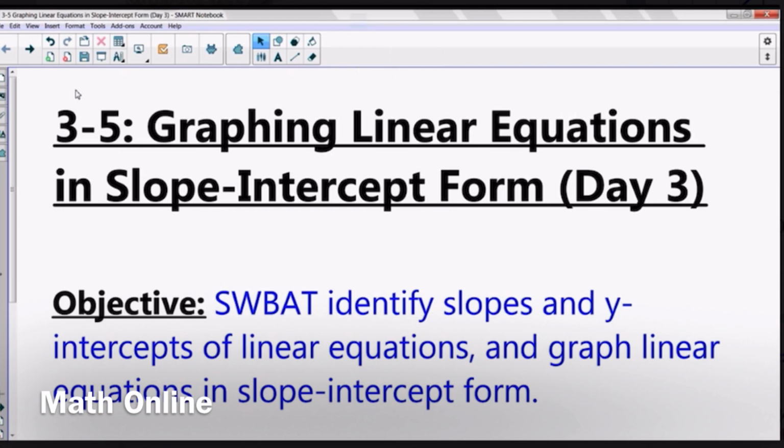I'm Mr. Solis, and on today's video we will talk about section 3.5, graphing linear equations in slope-intercept form, day number 3. Today's objective is students will be able to identify slopes and y-intercepts of linear equations and graph linear equations in slope-intercept form. And remember that the slope-intercept form is just the equation y equals mx plus b. All right, with that said, let's move on to the next slide.